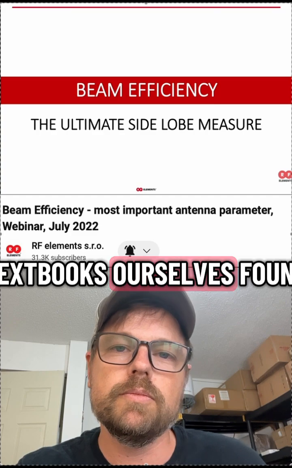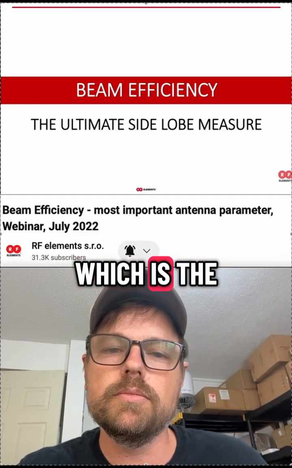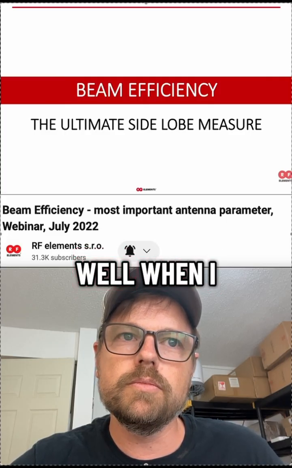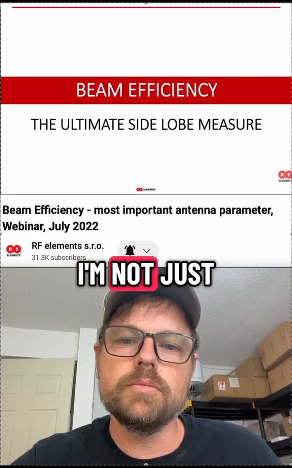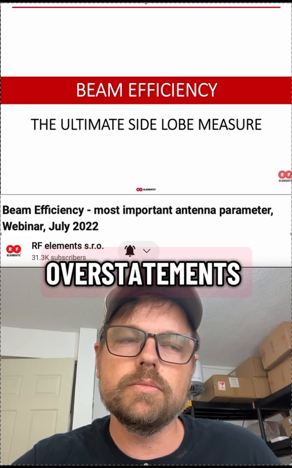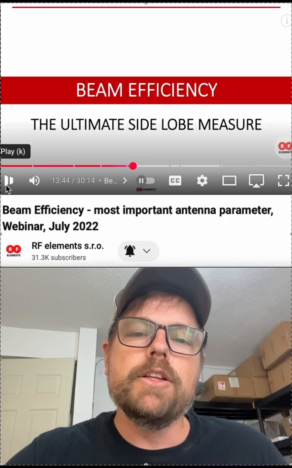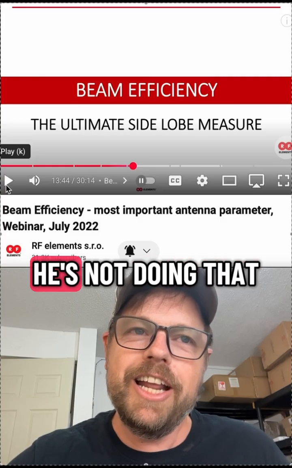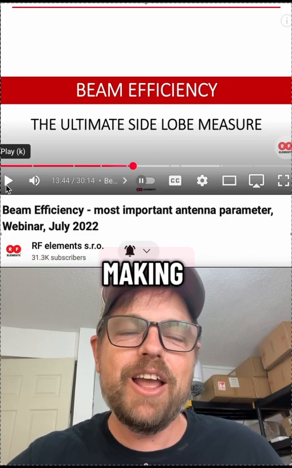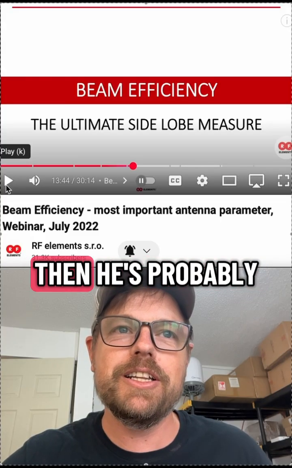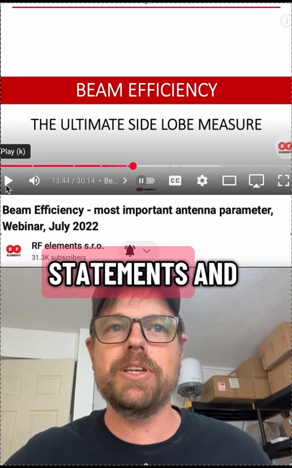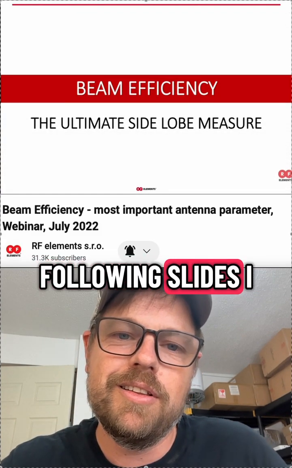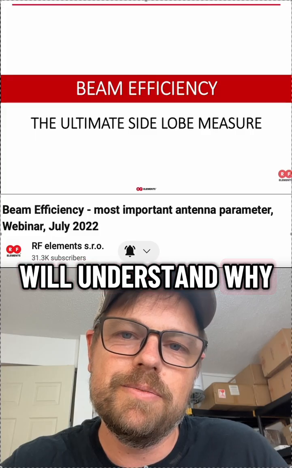Textbooks ourselves found about beam efficiency, which is the most complete measure of side lobes out there if it's used well. When I say the most complete, I'm not just using empty overstatements or simplifications. So with RF Elements, every day is opposite day. If he's saying he's not doing that, if he's not making empty statements and oversimplifications, then he's probably making simple statements and oversimplifications. We're done with the following slides. I promise you will understand why.